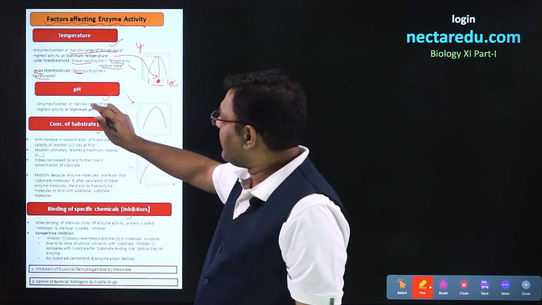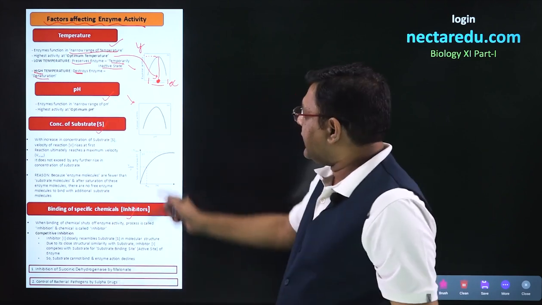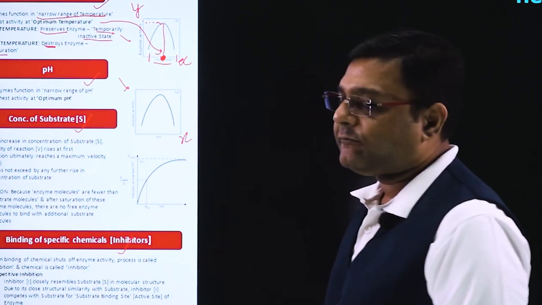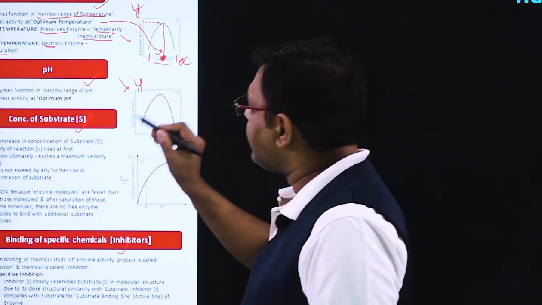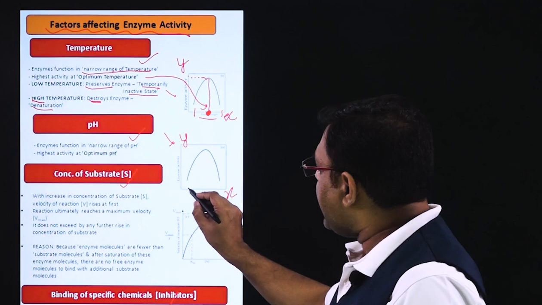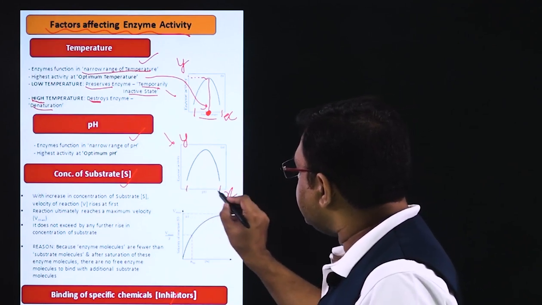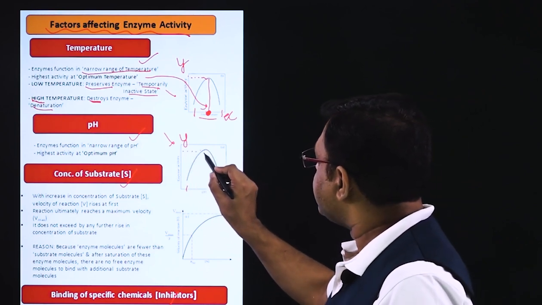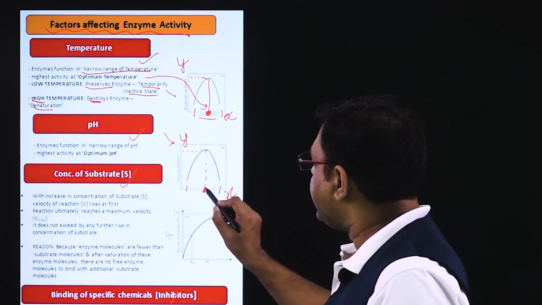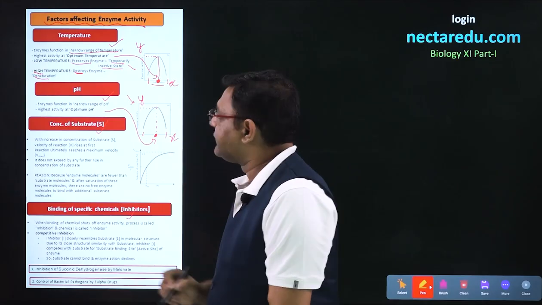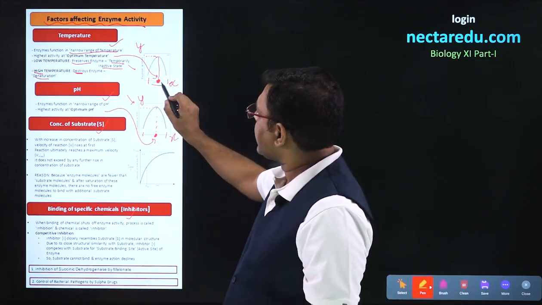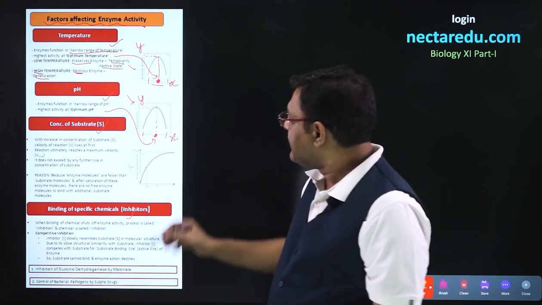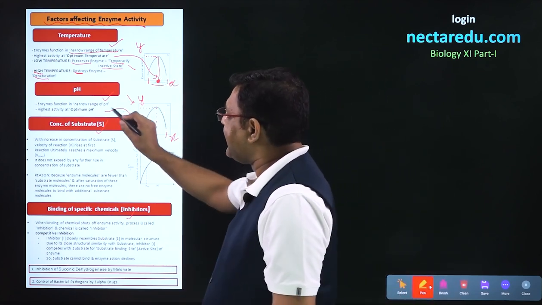A similar effect happens if the pH is changed. If we see this graph, on the x-axis we have pH, on the y-axis we have enzyme activity. Enzymes are active at this narrow range of pH, and maximum activity of the enzyme will be at this pH, and this pH will be called the optimum pH.